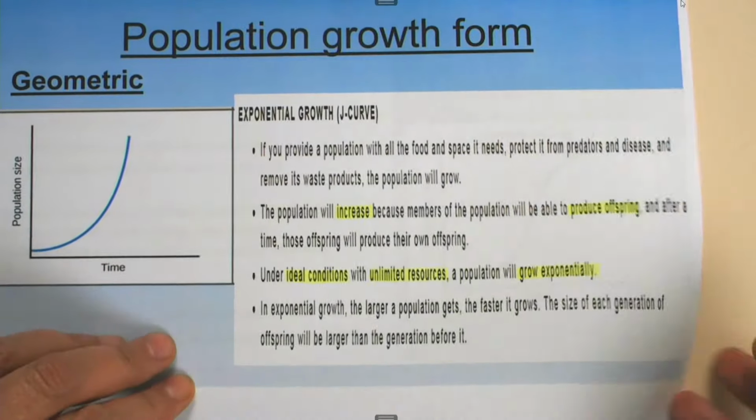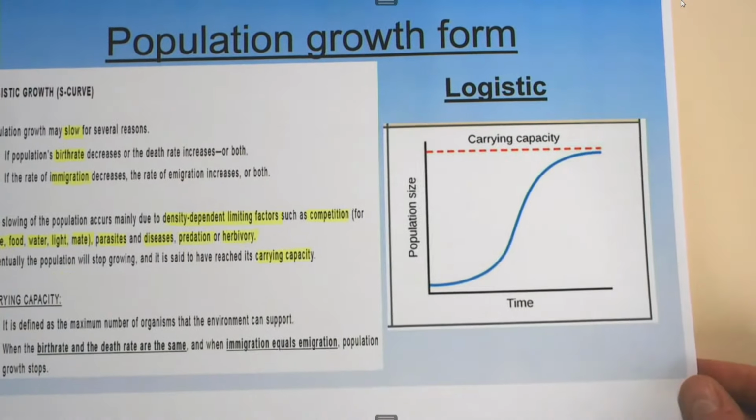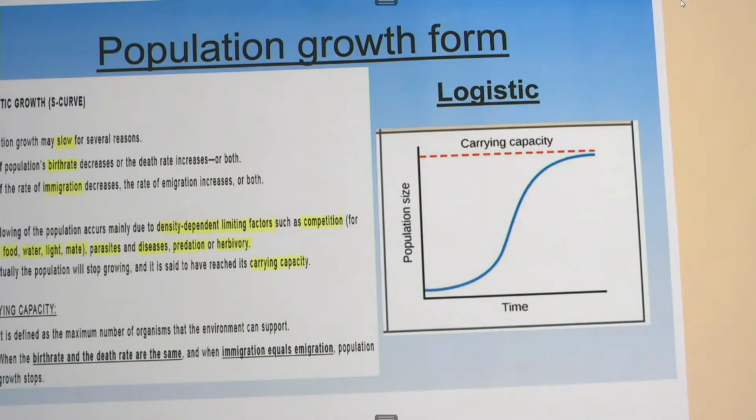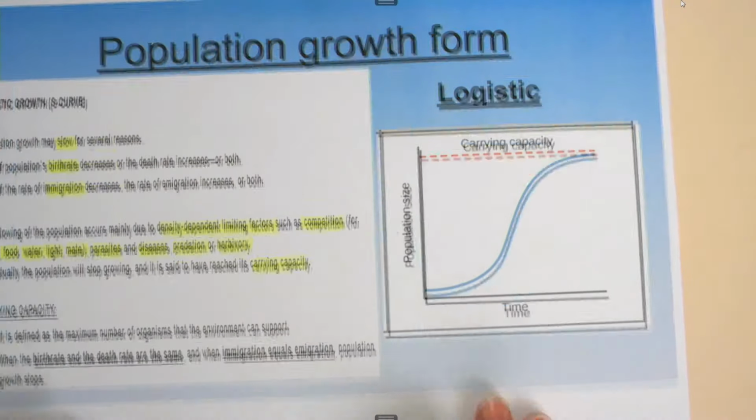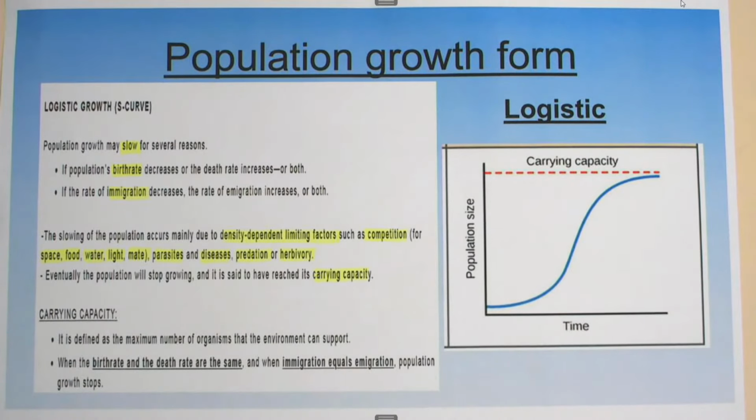Okay, the logistic growth form, or the S-curve: sometimes the population grows slower for several reasons, because of the birth rate or the immigration rate. Density-dependent limiting factors will be competition for food, for space, for water, for light, for interbreeding. They can become sick because of parasites and diseases, and then obviously also because of predators that can kill them. So that is now what you need to know. That's the theory, ladies and gents.